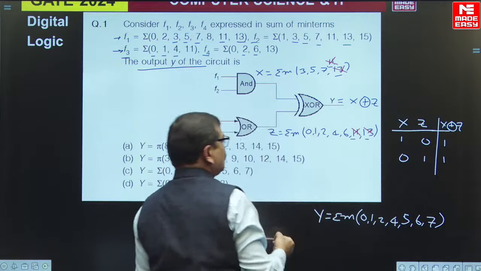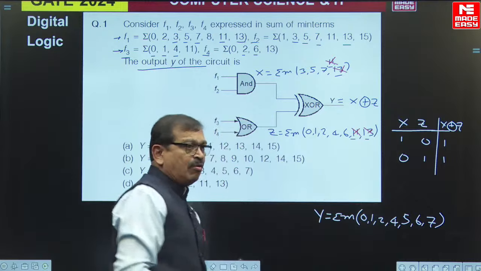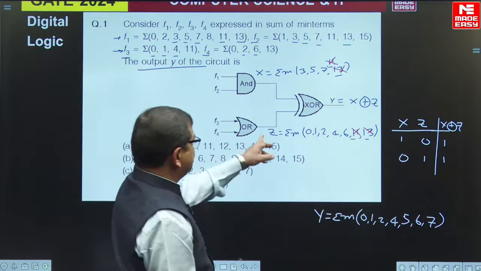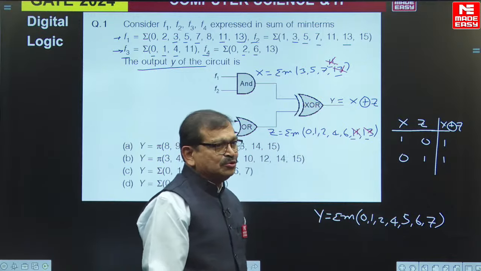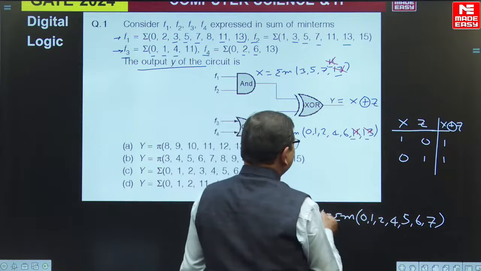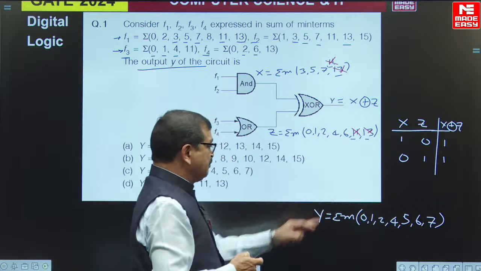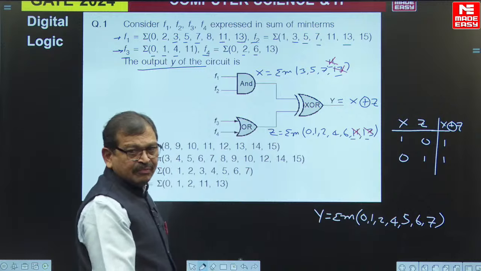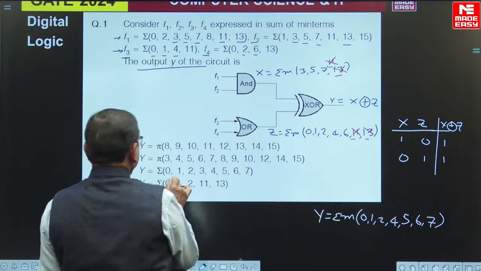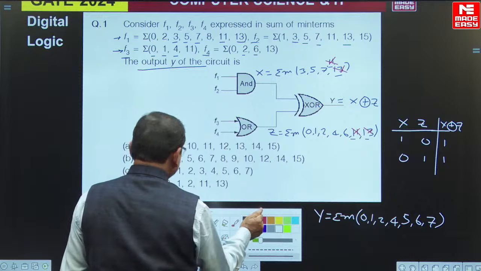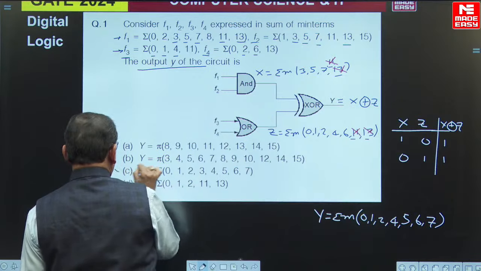Like this, whenever a combination is a minterm in X and the same combination is a maxterm in Z, only then is the output of the exclusive OR gate 1. So based on that, the overall circuit output minterms are 0, 1, 2, 4, 5, 6 and 7. So definitely this is one of the answers.